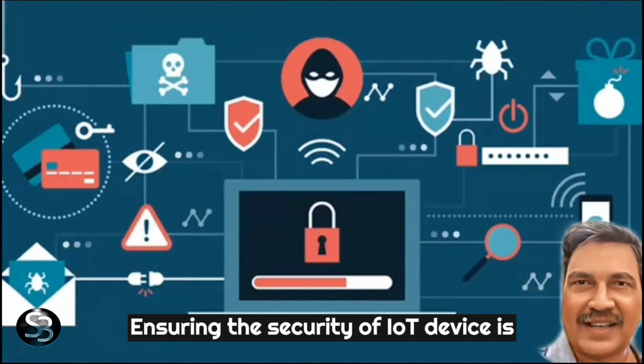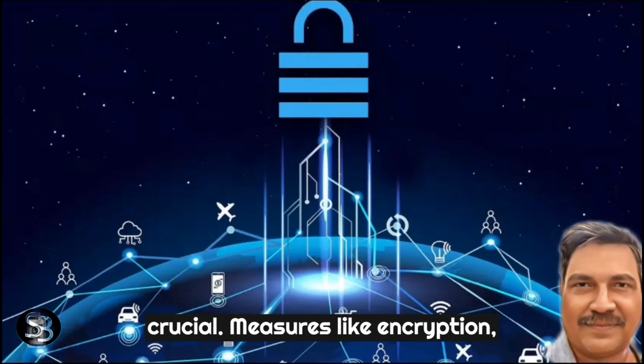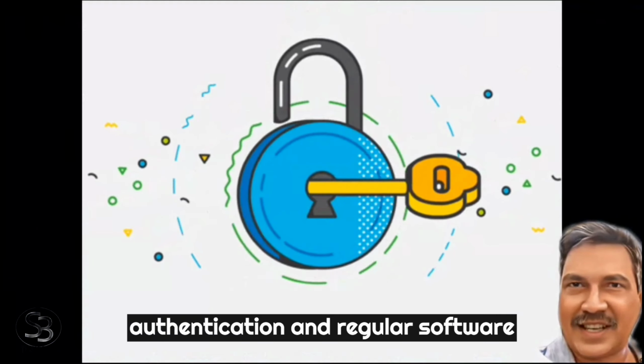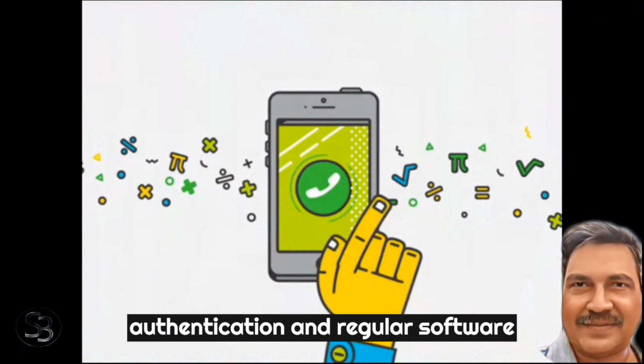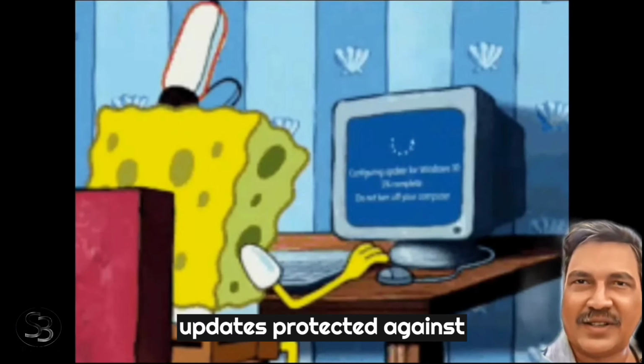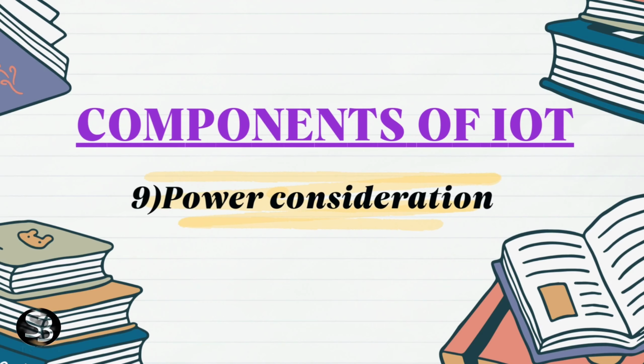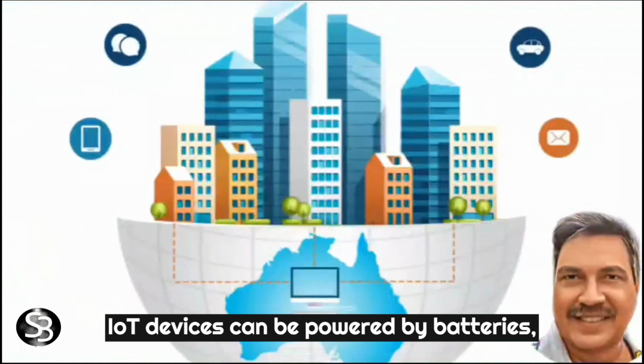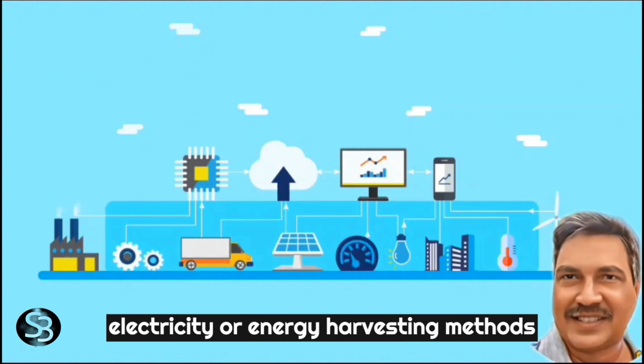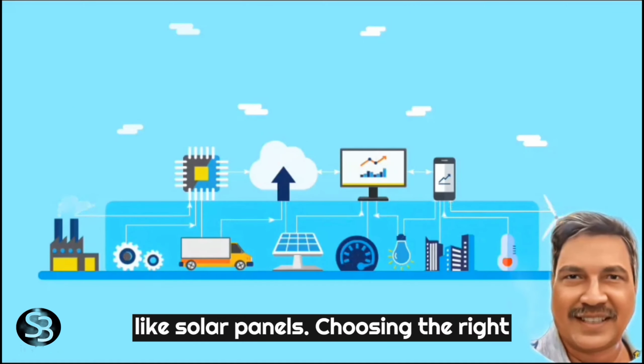Ensuring the security of IoT devices is crucial. Measures like encryption, authentication, and regular software updates protect against potential threats. IoT devices can be powered by batteries, electricity, or energy harvesting methods like solar panels.